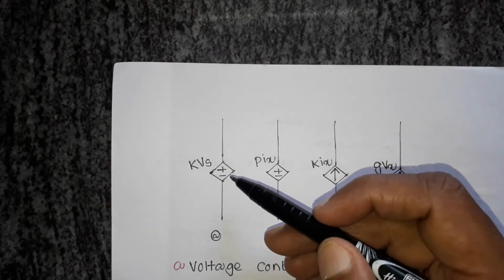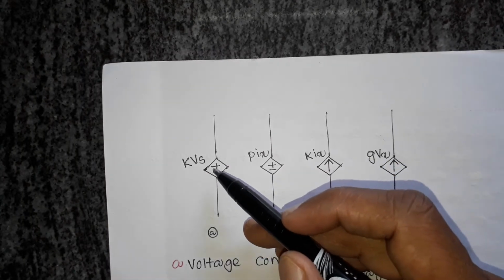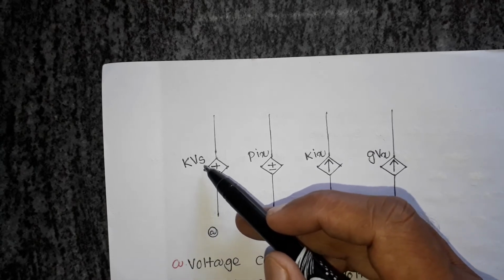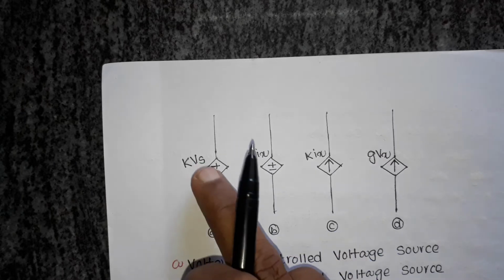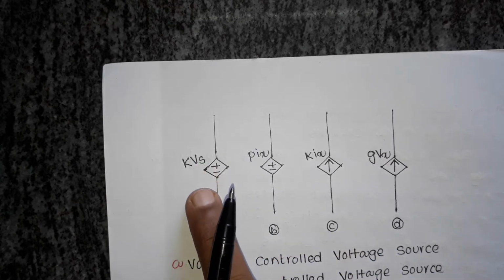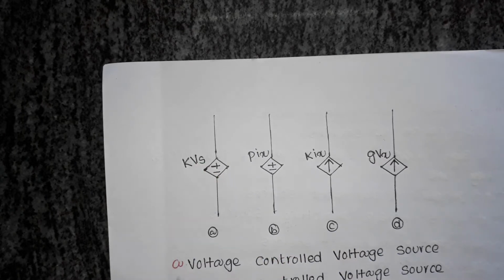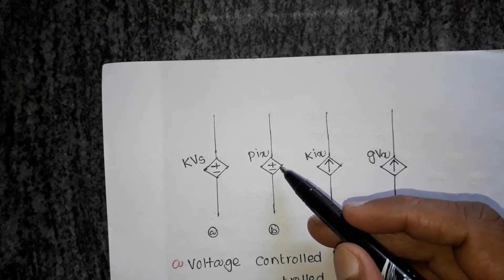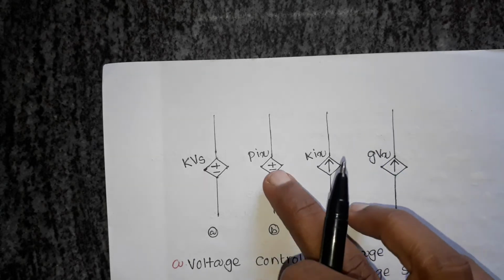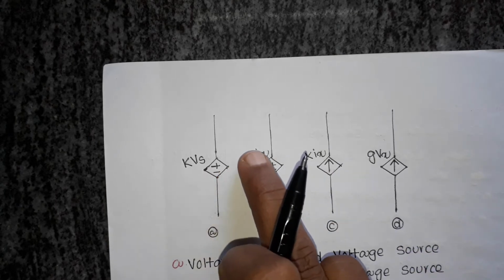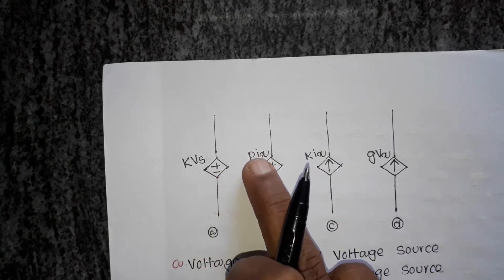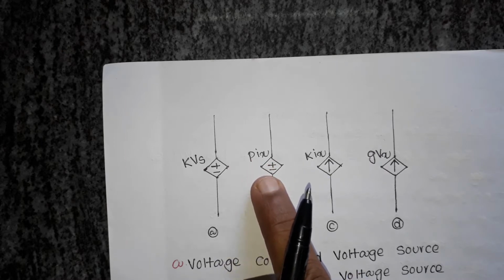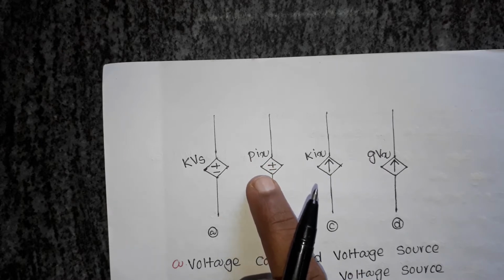Here, this is a voltage source, depending on the voltage. K is a constant and Vs is a voltage. So it is a voltage controlled voltage source, or voltage dependent voltage source. Similarly, in the second one, inside there is plus and minus, so it is a voltage source, but depending on the current. P is a constant and Ix is a current. So it is a current controlled voltage source, or current dependent voltage source.